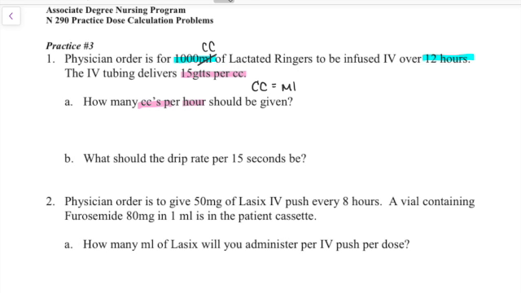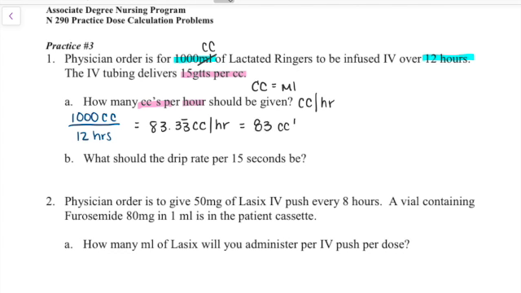So our answer for the first one is going to be in cc's per hour. To set this up, our order is 1,000 cc's over 12 hours. So we just divide that to see how many cc's per hour should be given. So 1,000 divided by 12 is 83.33 cc's per hour. And then rounding guidelines show that we should change this to 83 cc's per hour.